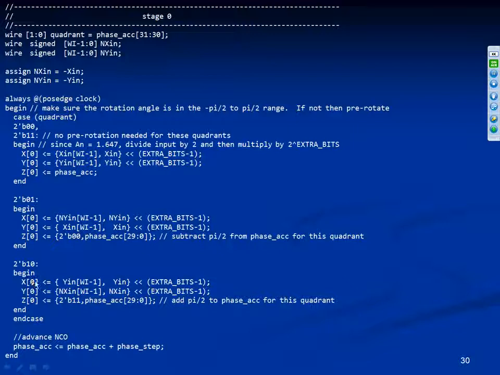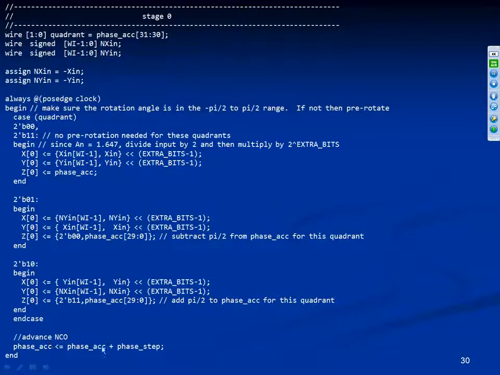Then similarly, if we're in the minus pi to minus pi over 2 quadrant, that's this one, then x of 0 gets assigned the positive value of the y that's coming in, shifted right once and then shifted left the other extra bits. And the y gets assigned the minus x. And since we're in this quadrant, if we set those 2 bits to 1, 1, that's the same as adding pi over 2 to the phase accumulator for this quadrant. So I just forced those upper 2 bits to that.